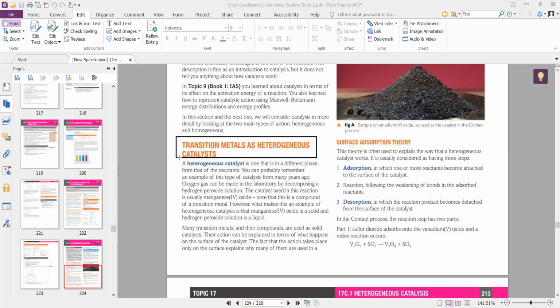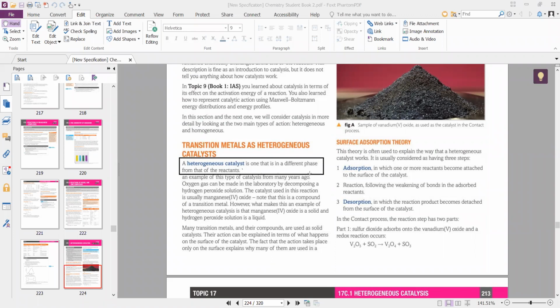Right, okay, write: heterogeneous catalyst is in a different phase from that of the reactants. Example, manganese(IV) oxide, MnO2.